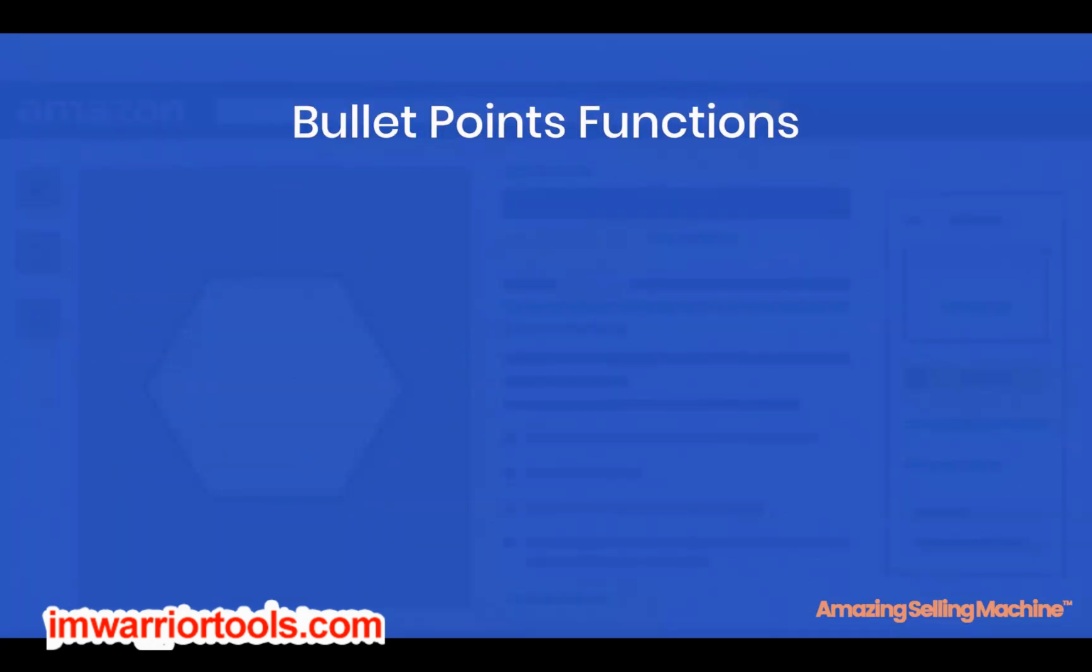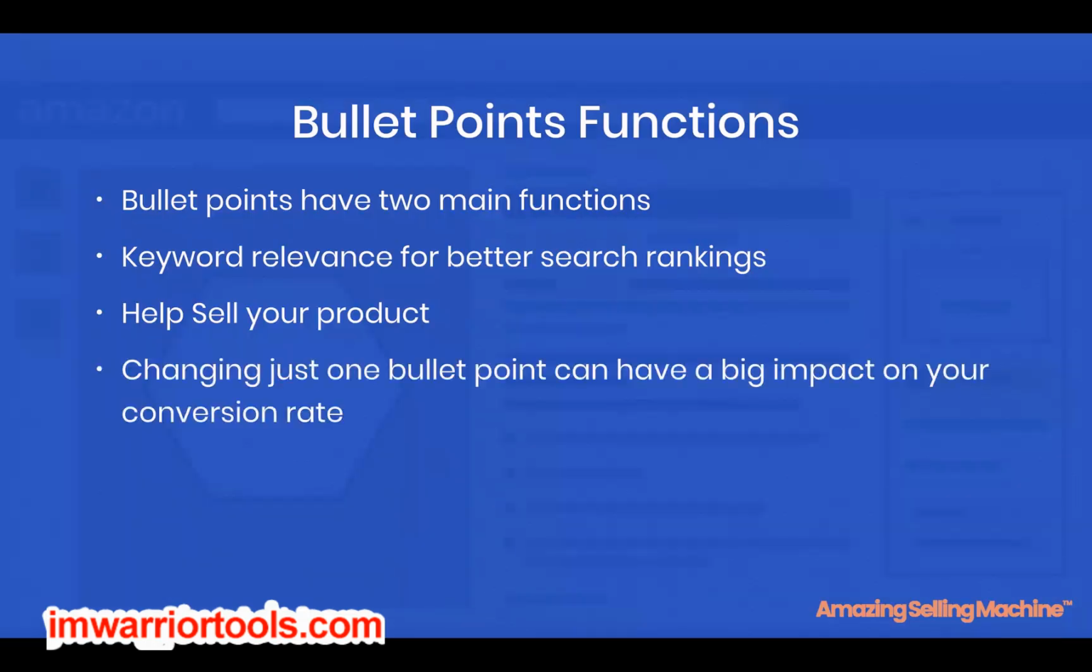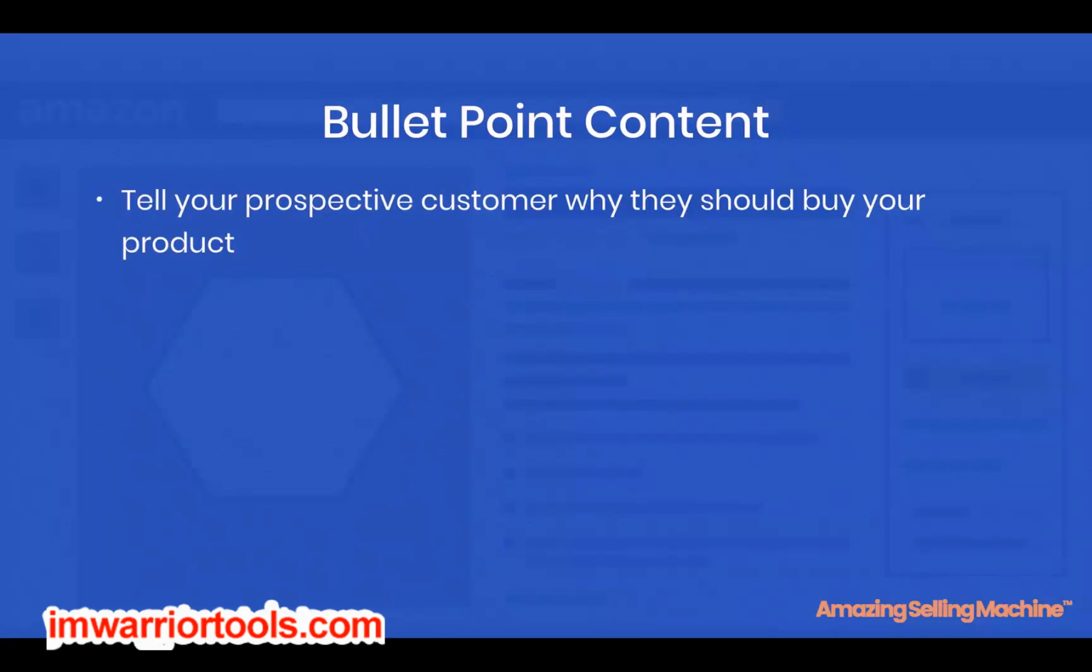So, your bullet point functions. Bullet points have two main functions. First, keyword relevance for getting better search rankings, and second, to help sell your product. In other words, they help with conversion. Changing just one bullet point can have a big impact on your conversion rate, so bullet points should not be discounted.